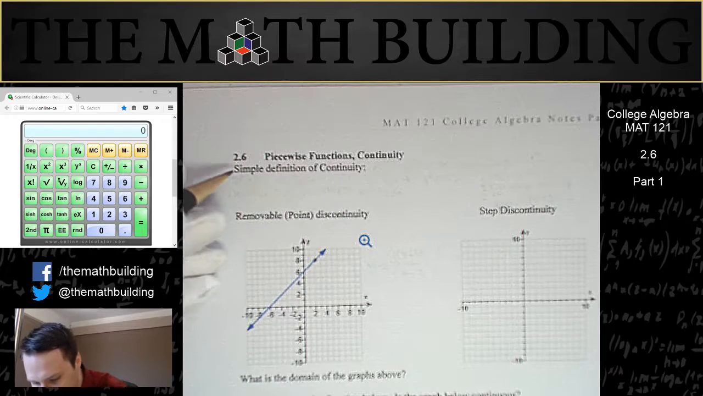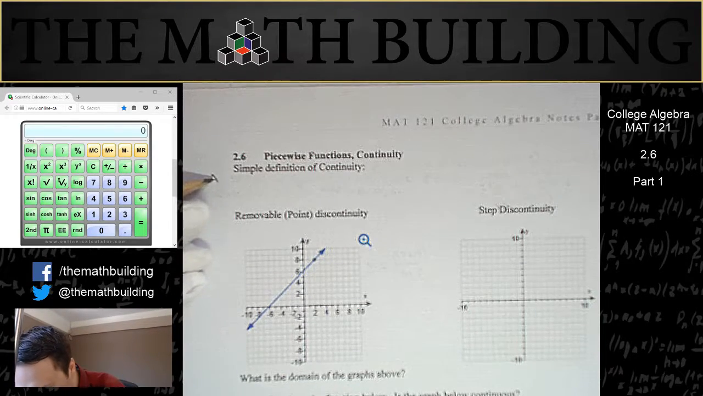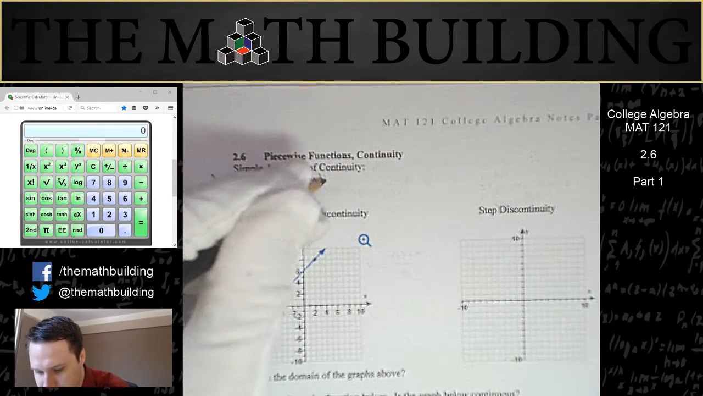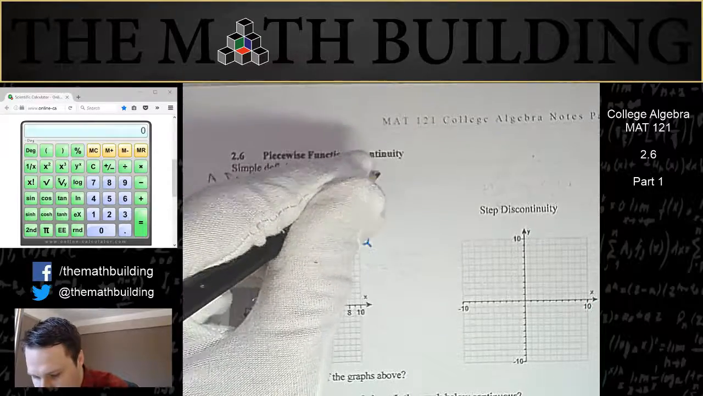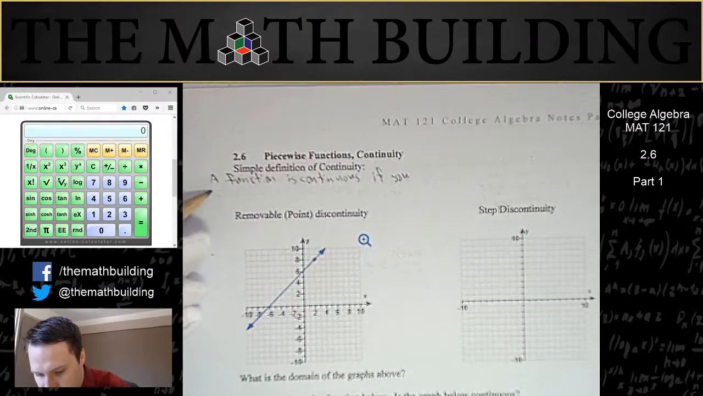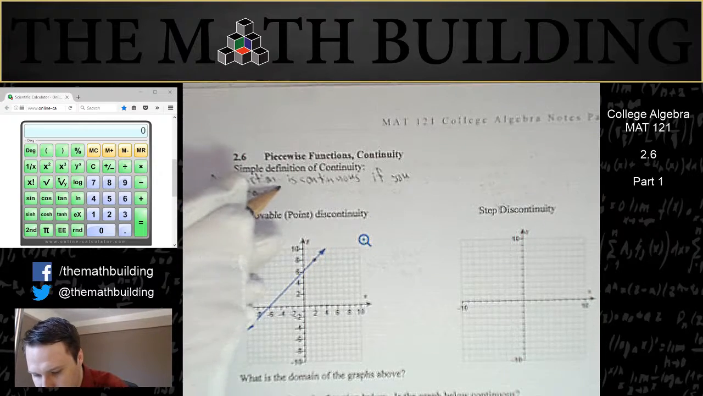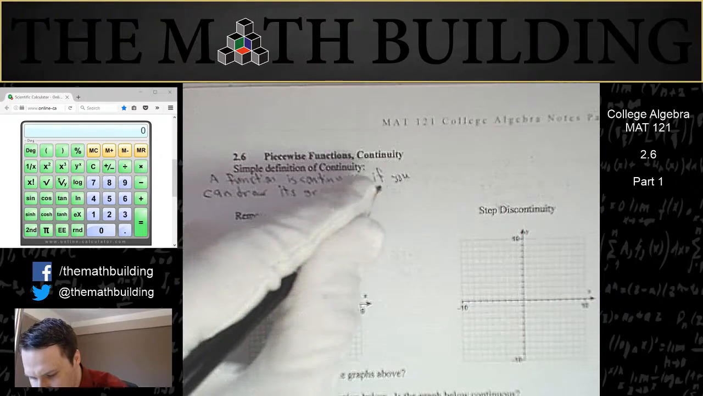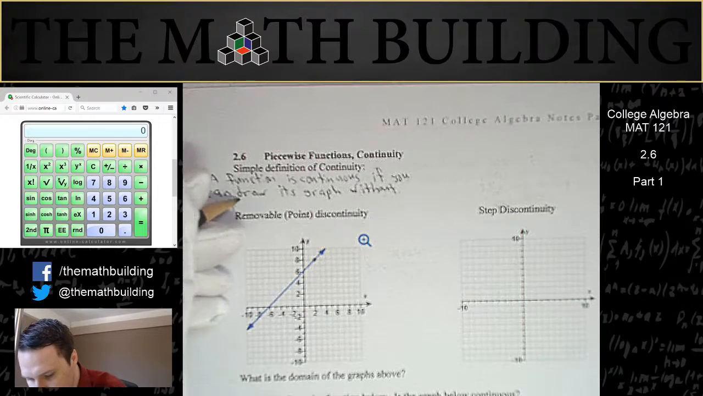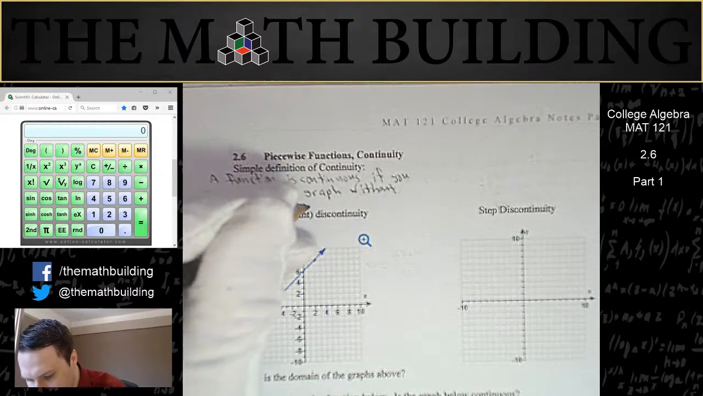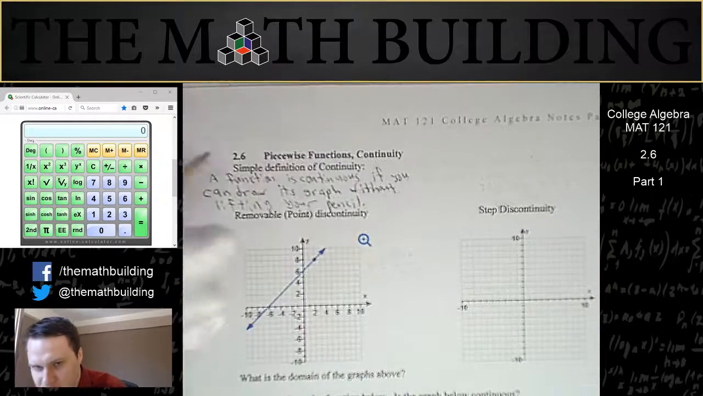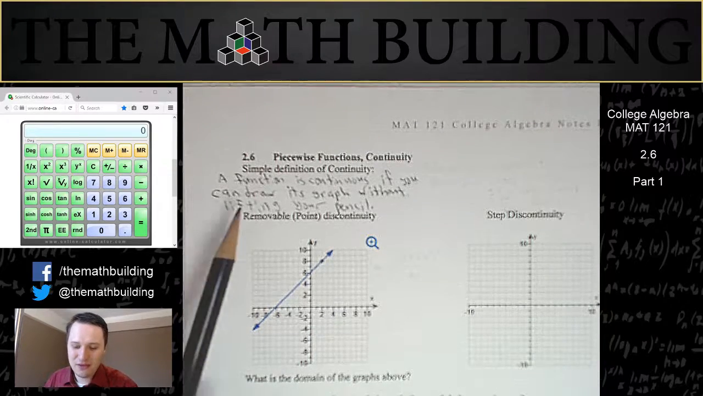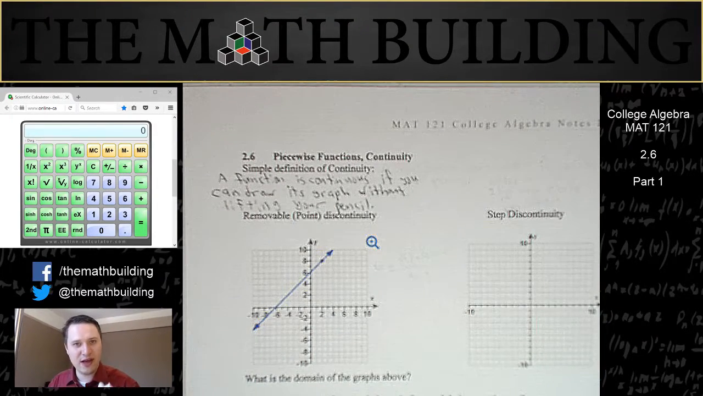So here's what continuity means. A function is continuous if you can draw its graph without lifting your pencil. And I know that definition sounds kind of goofy, but it's a great definition because that's really what continuous means. So a function is continuous if you can draw its graph without lifting your pencil.